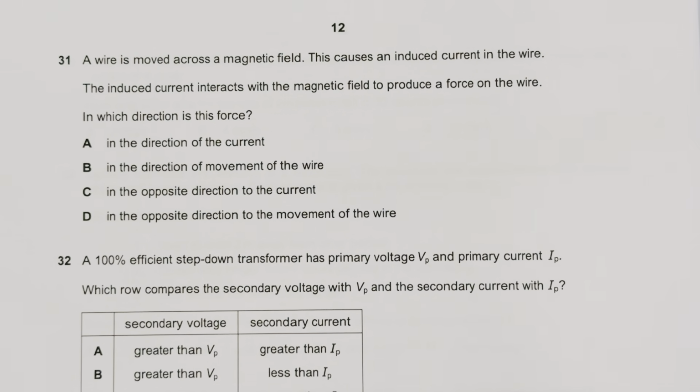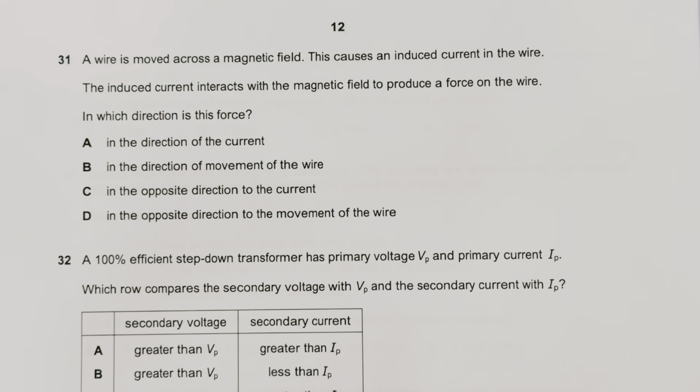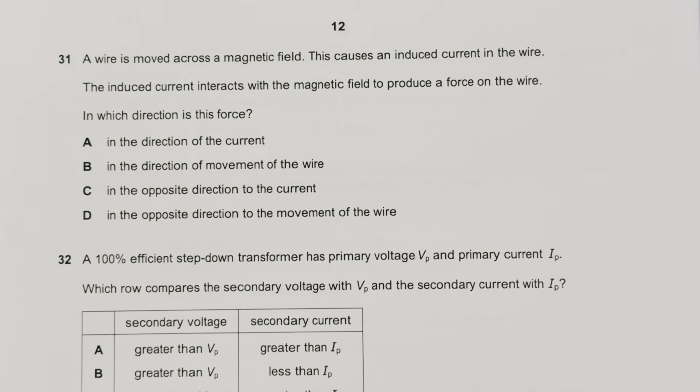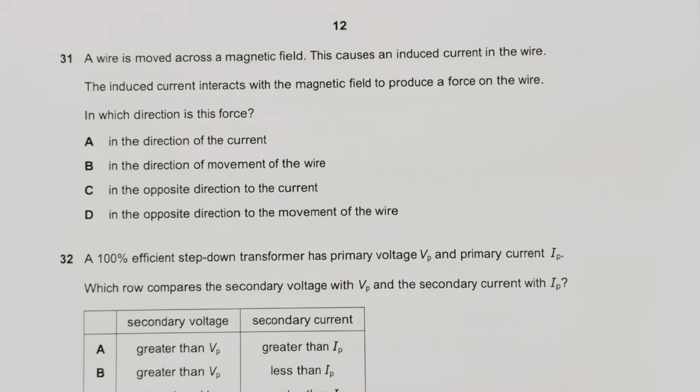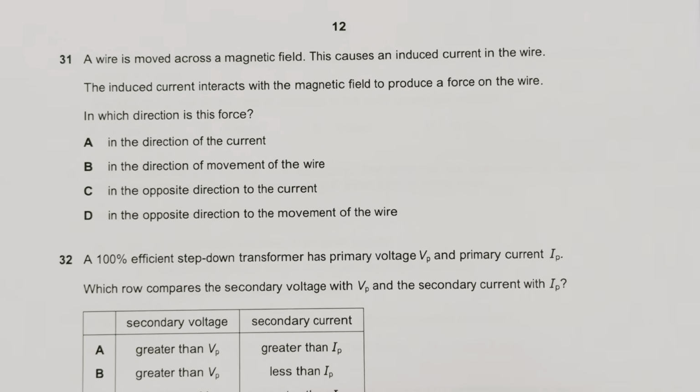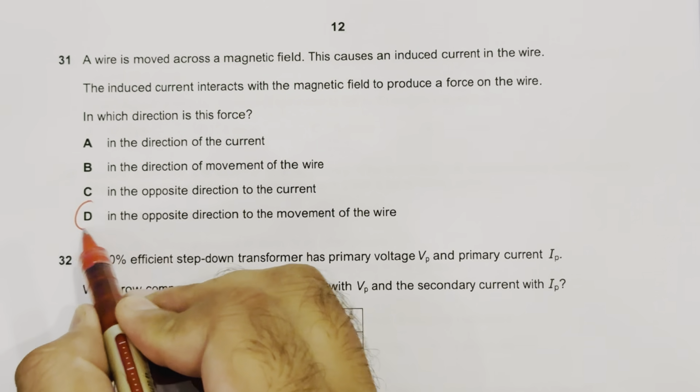Moving to question number 31, a wire is moved across a magnetic field. This causes an induced current in the wire. The induced current interacts with the magnetic field to produce a force on the wire. In which direction is this force? In the direction of the current, in the direction of the movement of the wire, in the opposite direction to the current, or in the opposite direction to the movement of the wire. We know according to Lenz's law it opposes change. So option number D is the correct answer over here.